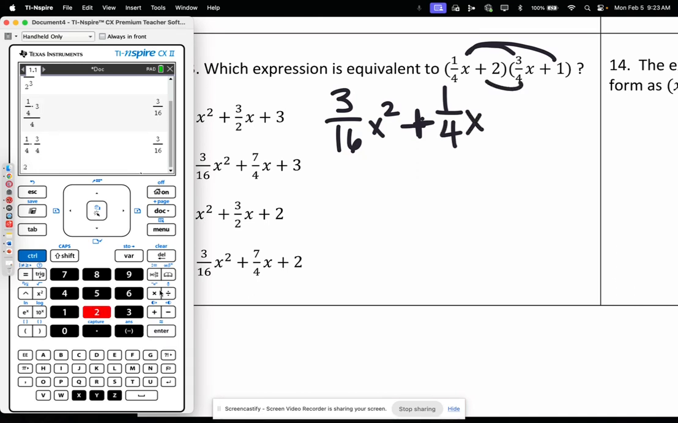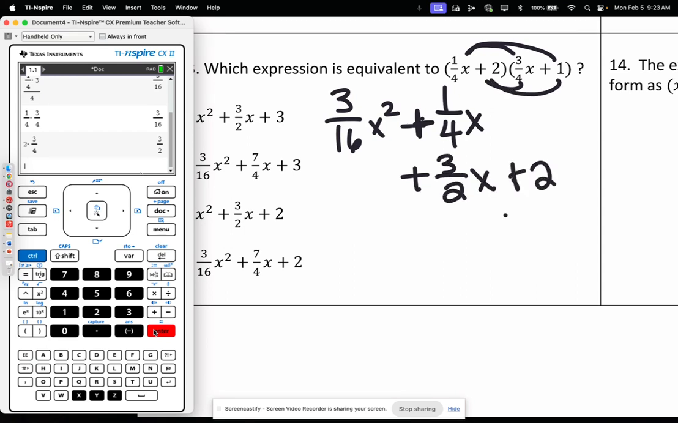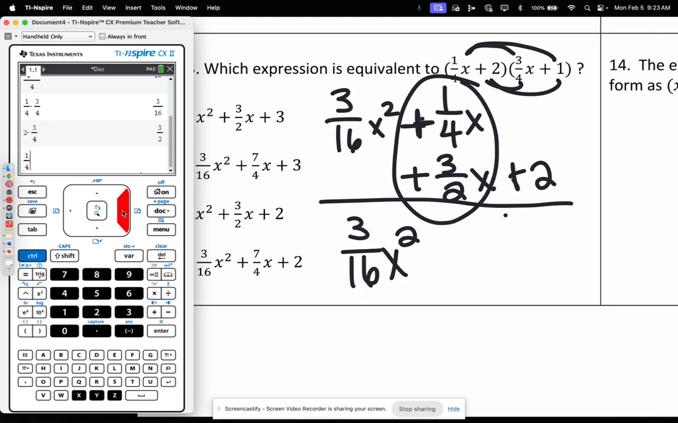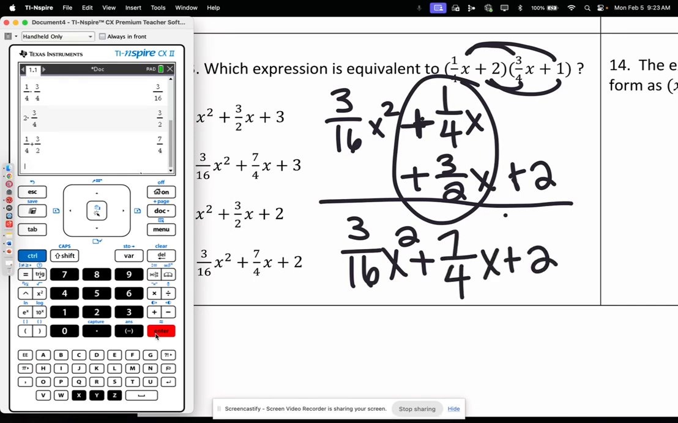If you don't know 2 times 3/4, you can always use your calculator. So 3 over 2 positive, and 2 times 1 is 2. And then we just need to add these, right? So we know 3/16x squared. And then we have to do 1/4 plus 3 over 2. And we want to leave them as fractions, so we get a fraction answer. You can see our answer has fractions. So 7/4 x plus 2 is this last answer down here.